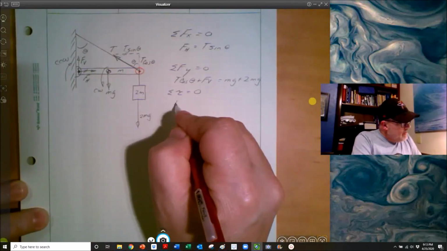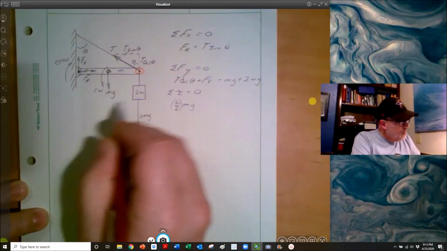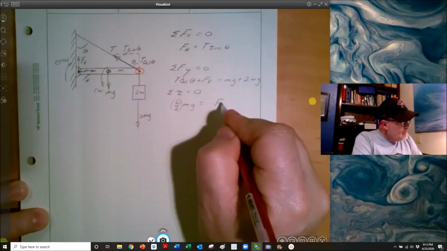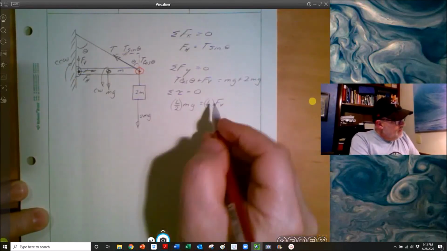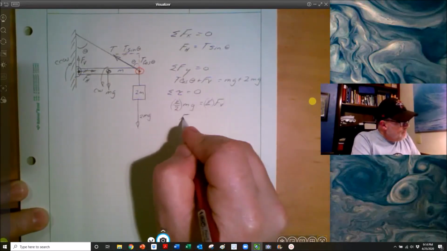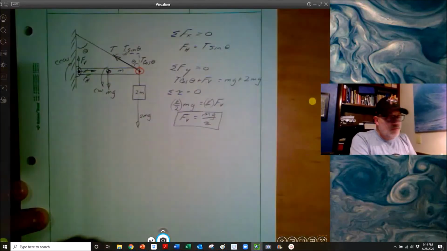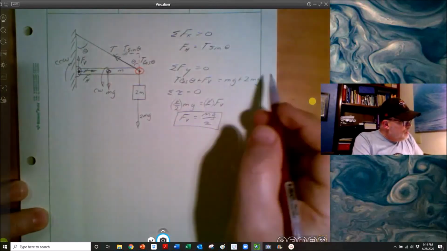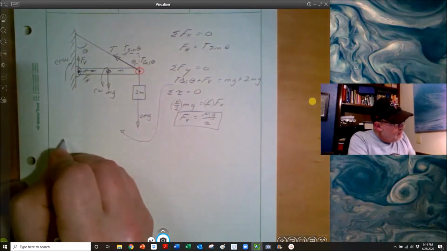So I get length over 2 is the radius times mg is my torque for this one. And that must equal the torque for this one, which is Fv, but it has a radius of L, so the L's cancel. So that means Fv equals mg divided by 2. Nice. So we know the vertical force. Now that we know that, we could plug that in here. So I'm going to move that around over here.